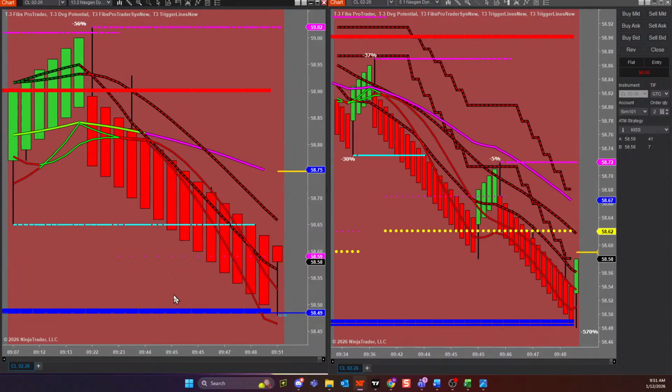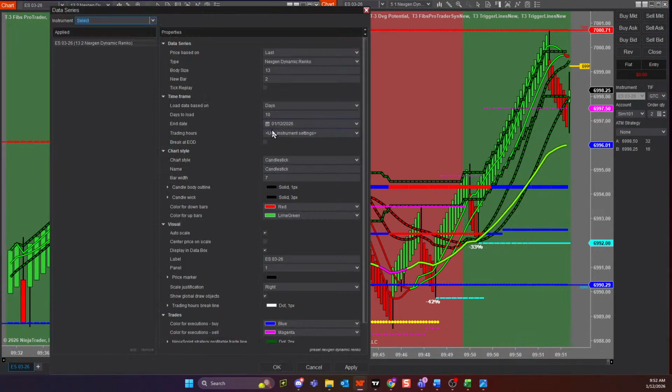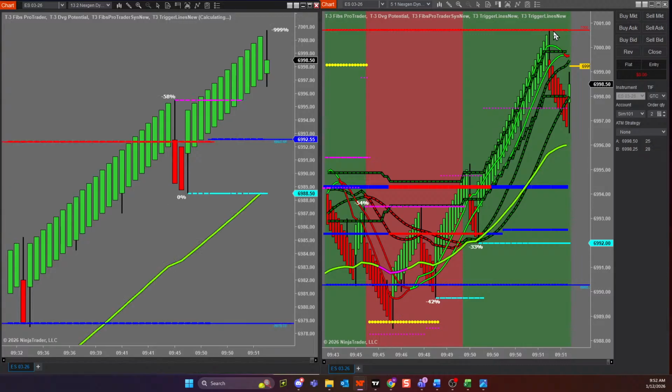I don't have a clear path. I choose not to trade. I don't have momentum. I am missing my fibs. Watch this. Let's get those fibs back on. I don't have a clear path. I choose not to trade.